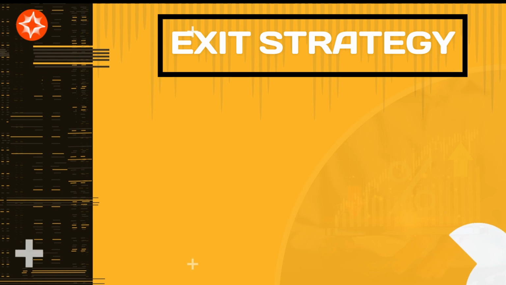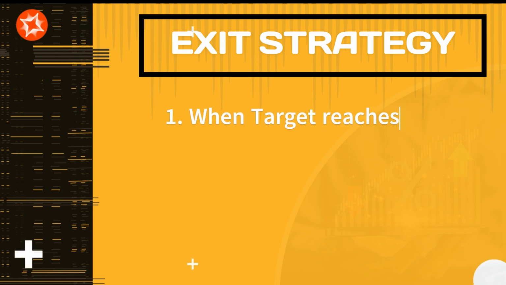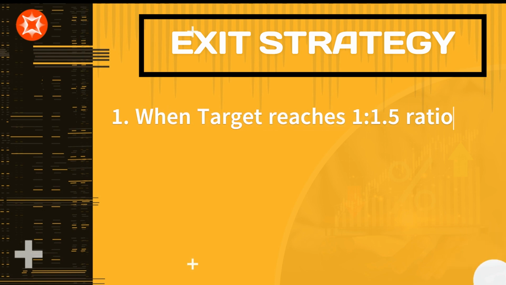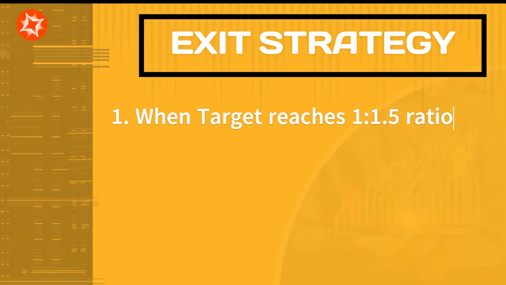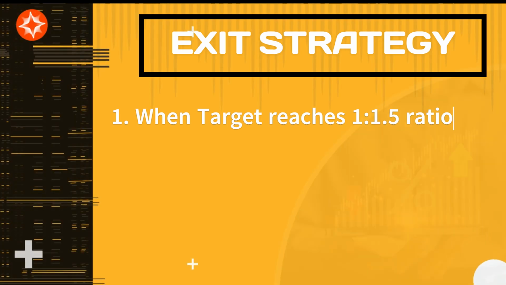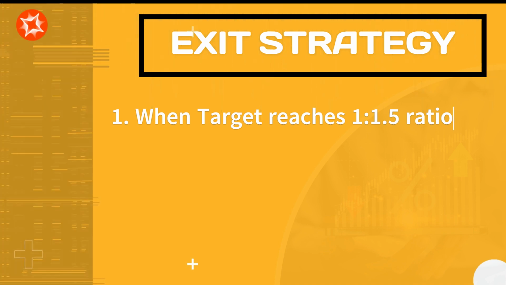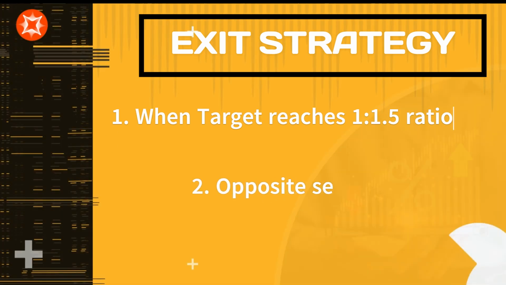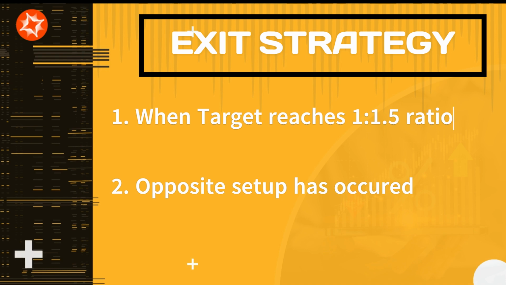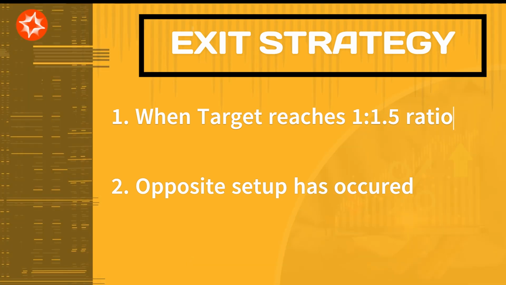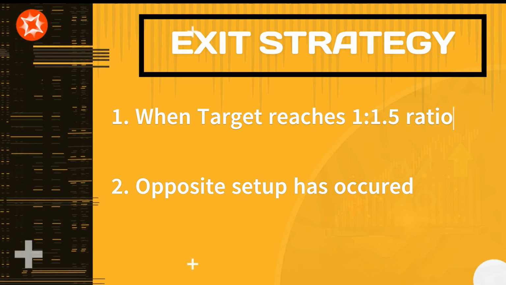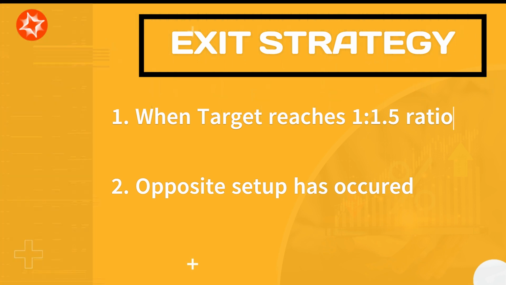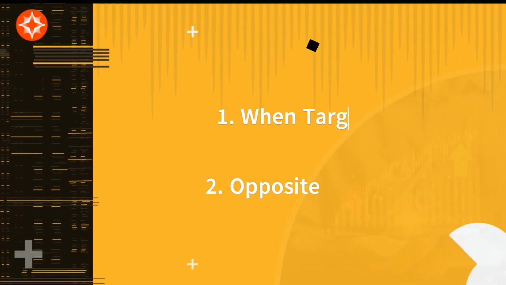Exit strategy. We set the take profit at a 1 to 1.5 extended ratio and exit on reaching the target or hitting the stop loss. This can be achieved by putting in an advance take profit. Second, if an opposite setup occurs, if our entry is on the buy side and a sell setup occurs, we will exit. If our entry is on the sell side, on the appearance of a buy setup, we will close the entry manually.